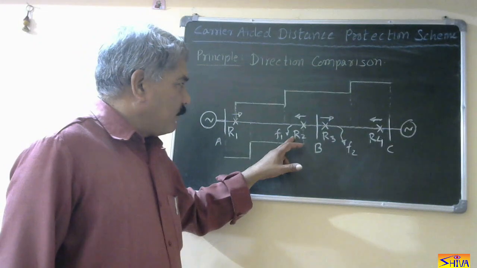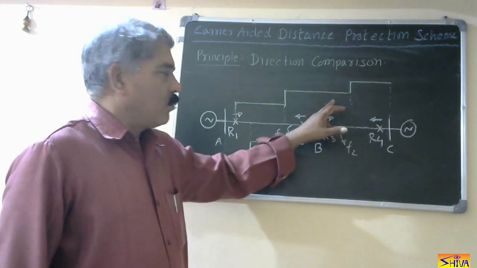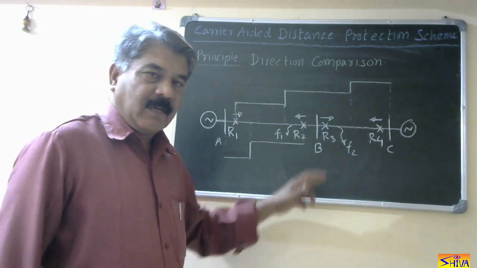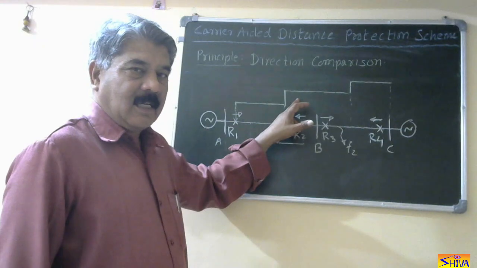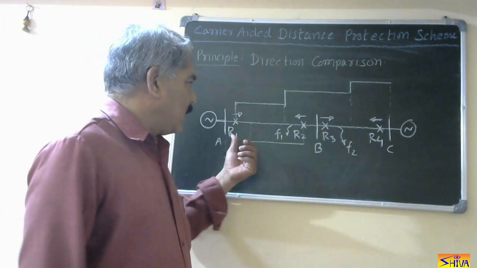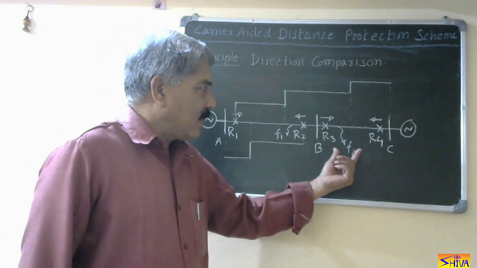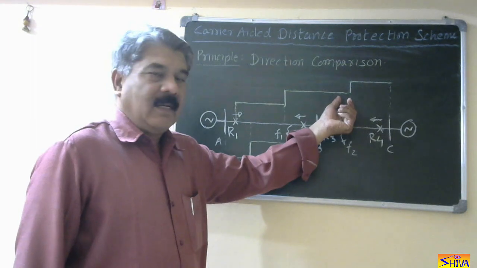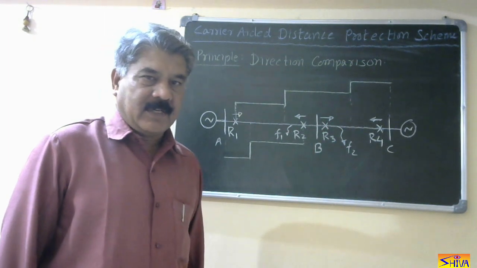But F1 is an internal fault for R1, whereas F2 is an external fault. What is our requirement? Our requirement is, though F1 is coming in the second step, it must be transferred to the first step so that circuit breakers at both the ends operate simultaneously. Whereas if F2 is there, it should remain in the second step. As for this, R3 is acting as primary protection.